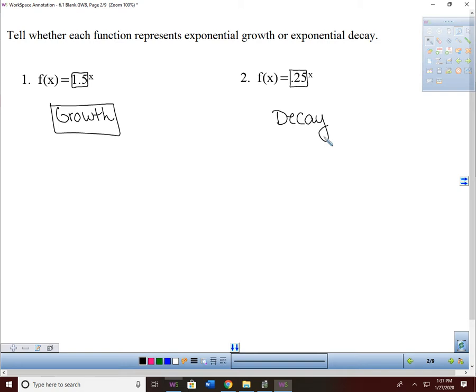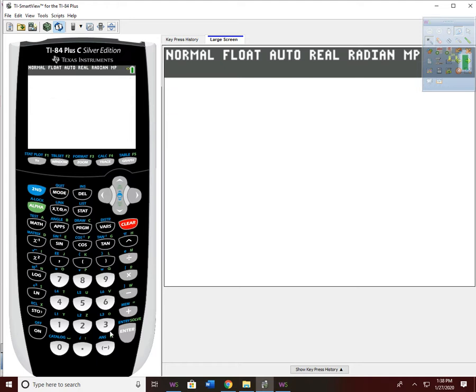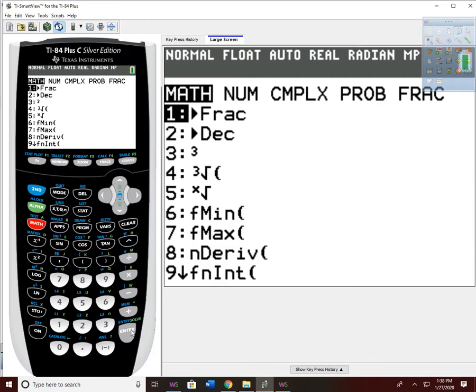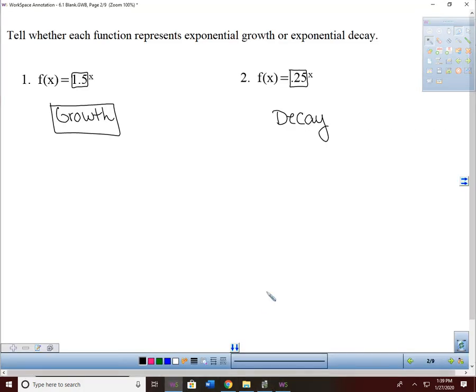If you prefer a fraction, you can always go to your calculator, put in the decimal that you want to change to a fraction, press the math button, and choose option 1. Press enter. It'll tell you that it's 1/4. So if that's more helpful, you can do that.